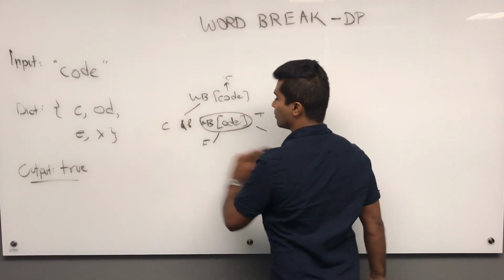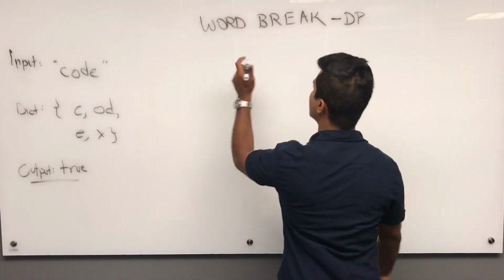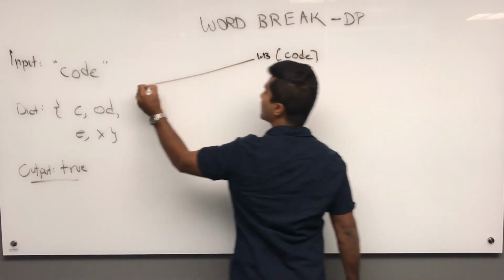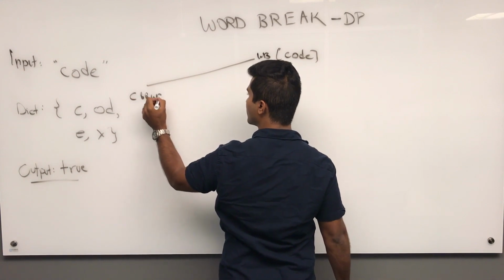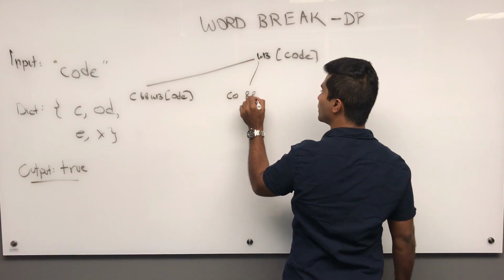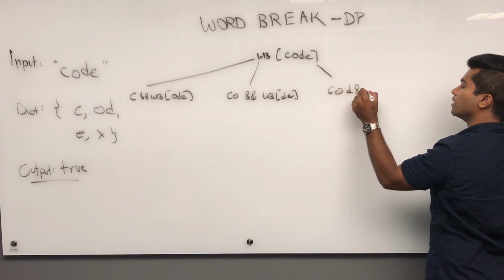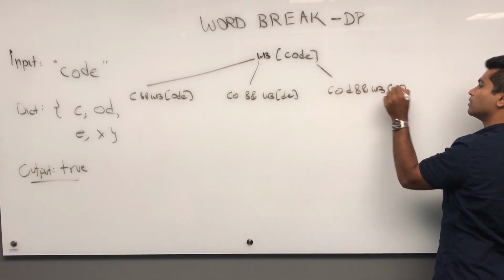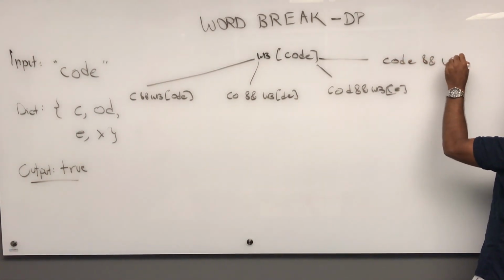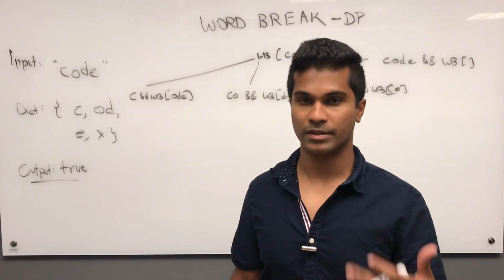So let's see what the tree for this is going to look like. So word break code, we can have C and word break of ODE, or we can have CO and word break of DE, or COD and word break of E, or we can just have the original one and word break of empty. So the word break of an empty string is the base case, and it's going to be true.